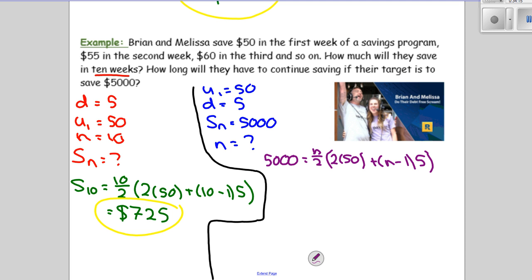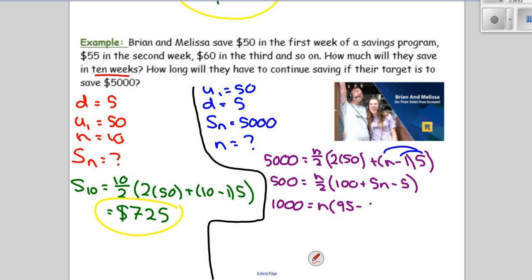Now you might want to calculate a few things if you haven't already. So 5,000 equals n over 2, 2 times 50 is 100. Then you might choose to expand next: plus 5n minus 5. It's going to make things a bit simpler. Let's multiply the 2 out as well as collect the like terms all in one step, which will give us 10,000 equals n, 95 plus 5n.